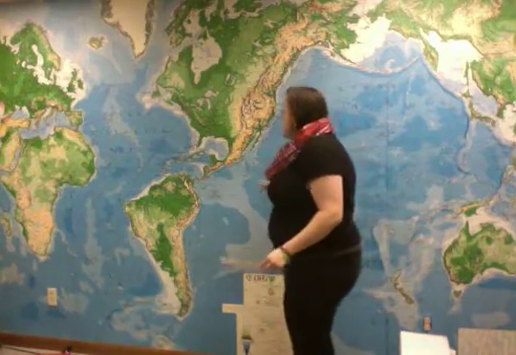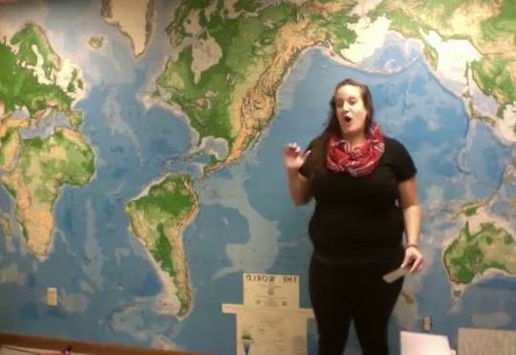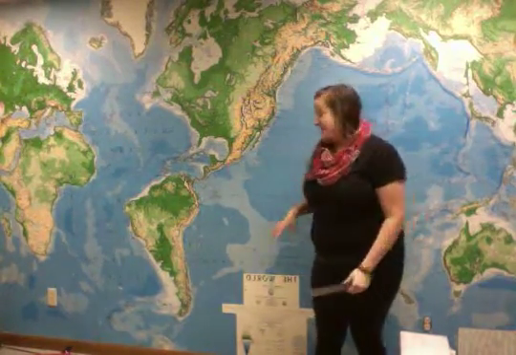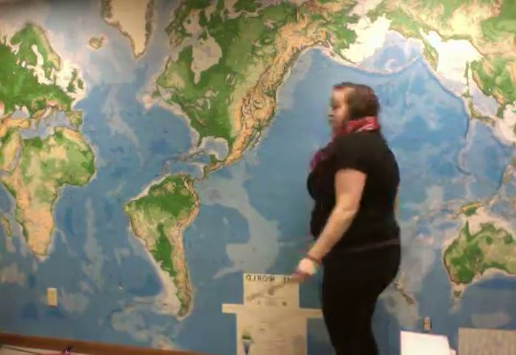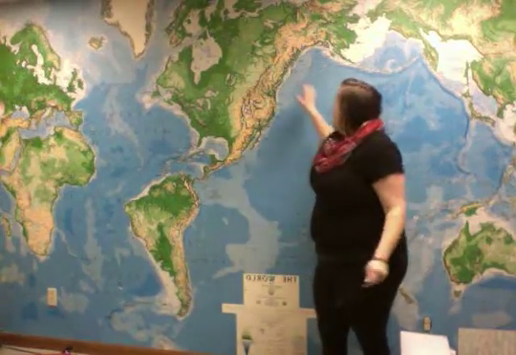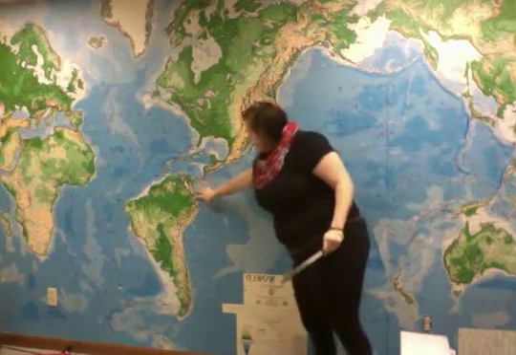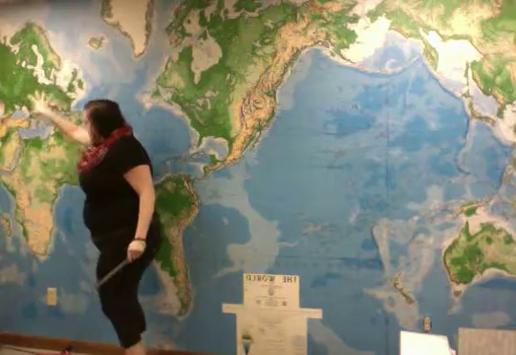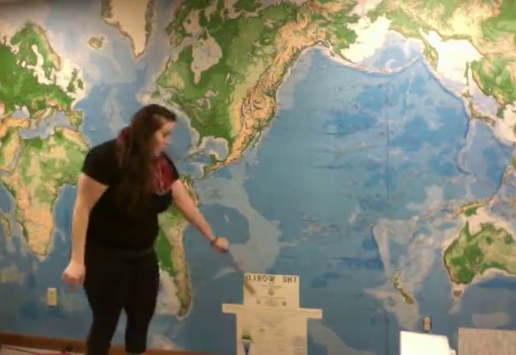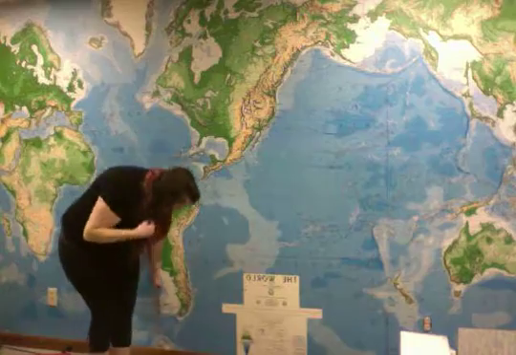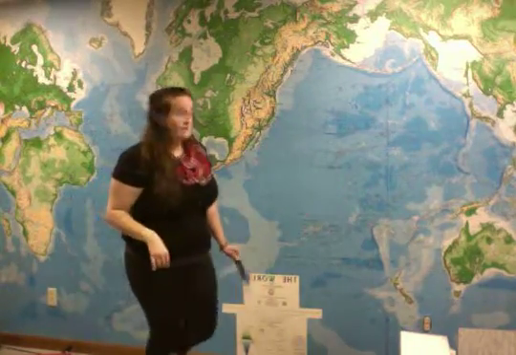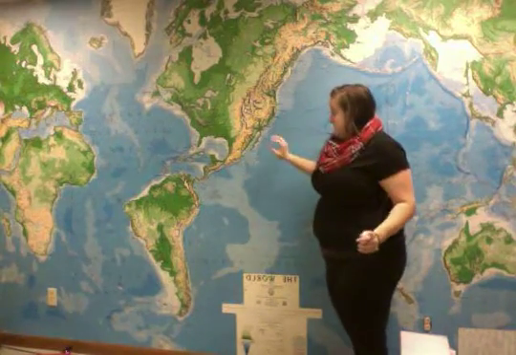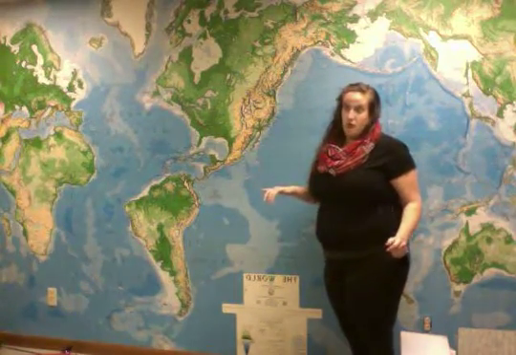So, can anyone tell me how many continents we have on our planet? 7. Yes, we do. We have 7 continents. Here we have Australia down here. We have North America here, South America here, Africa, Europe, Asia, and then all the way down here, which we can't see, you can see a little bit down here is going to be Antarctica.